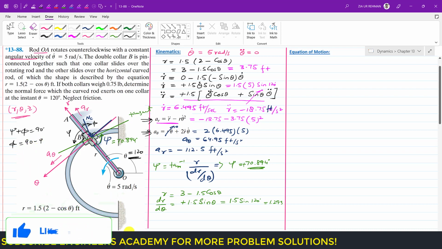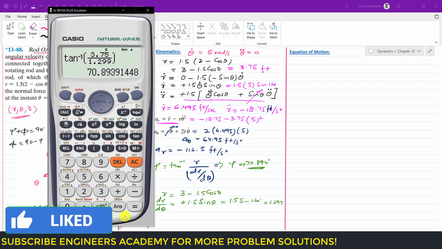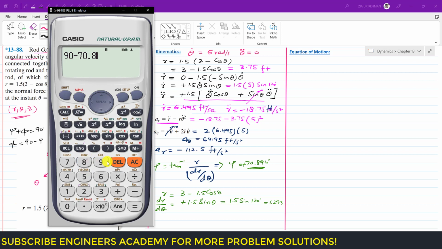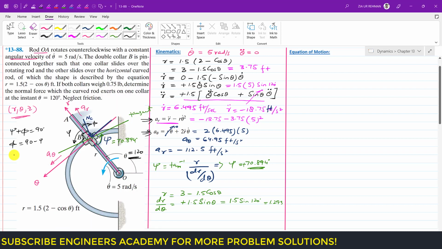So we can find it. Psi is 70.894, so 90 minus 70.894 gives me 19.106. So phi is 19.106. So now we know the angle of NC with the radial axis. Now let me erase all these. And we know the angle of NC, that is the phi angle. Let me write it here.